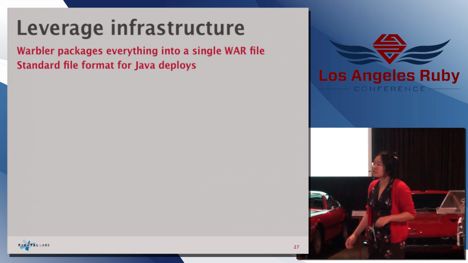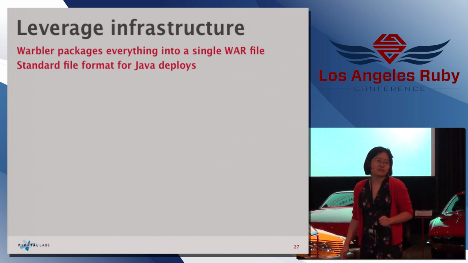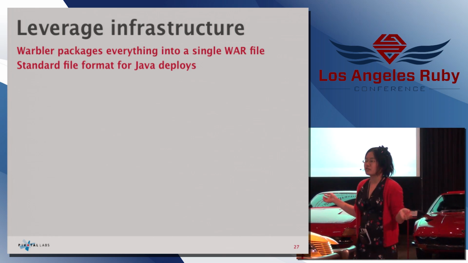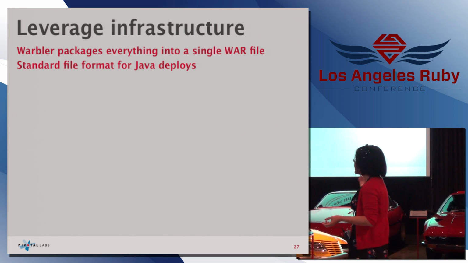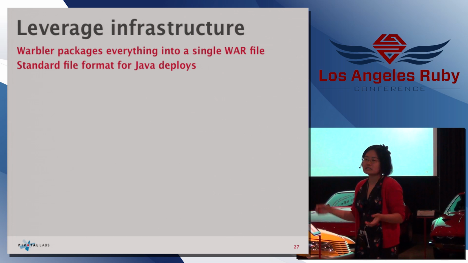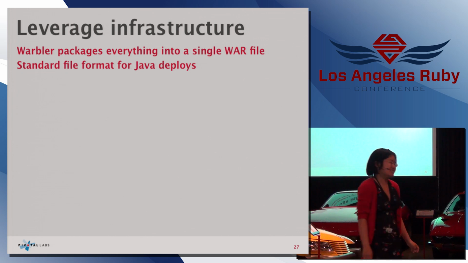The primary tool for this is called Warbler. Warbler is a Ruby gem which provides a number of rake tasks, yay rake, that help you compile your app into a single binary WAR file. And this is a standard Java deploy file format. So if you have a sysadmin who has been deploying WAR files before, then you can just give them this WAR file, and they wouldn't even have to know that it was a Ruby project, unless you told them, of course.